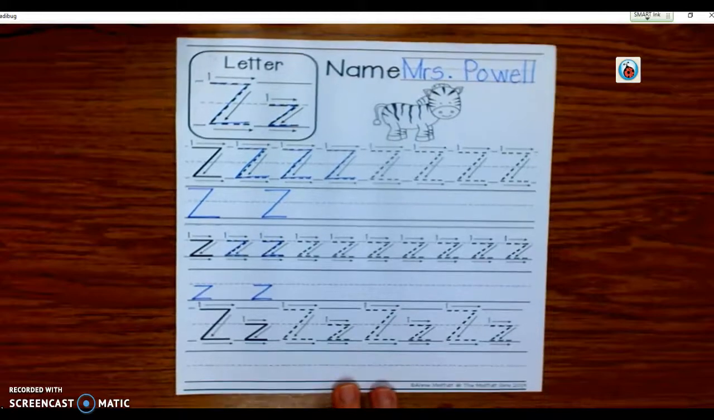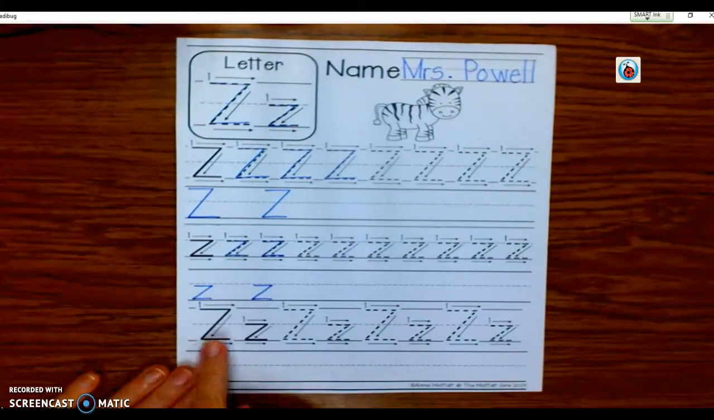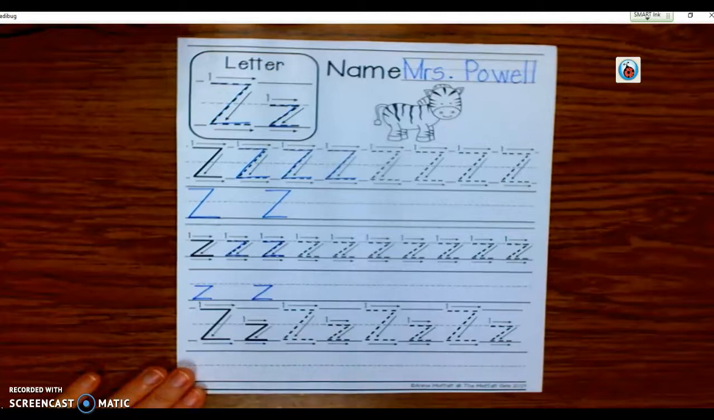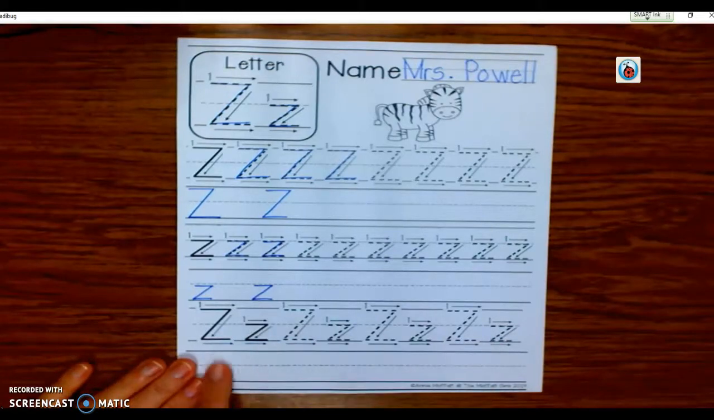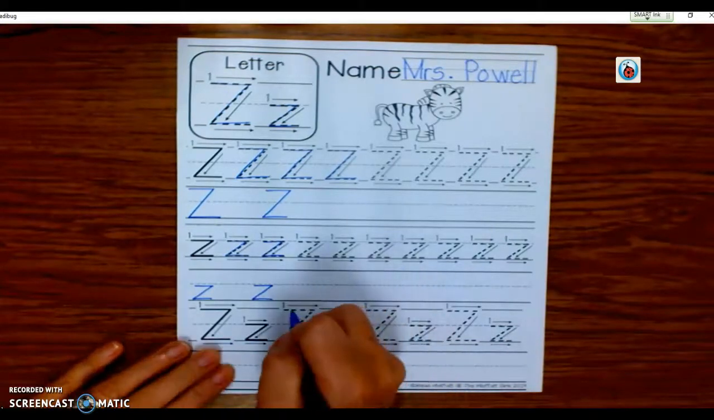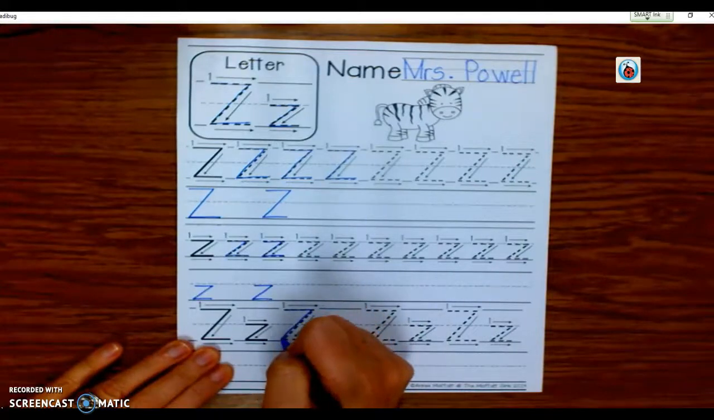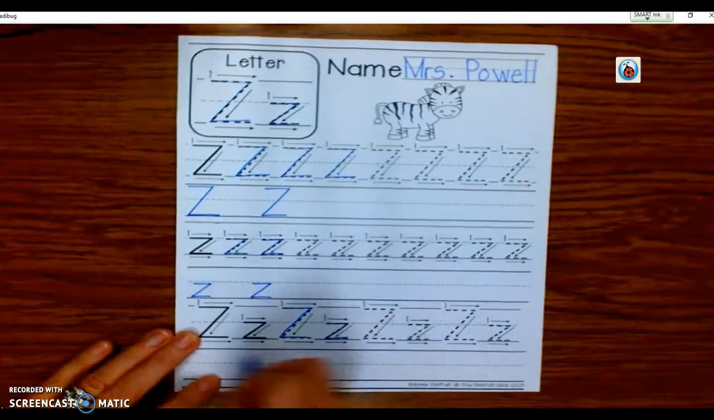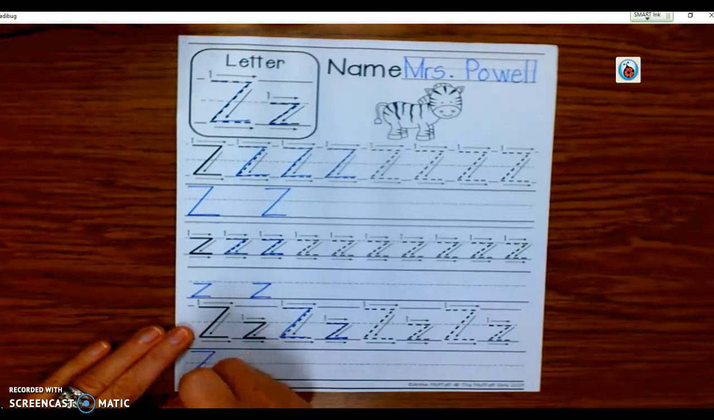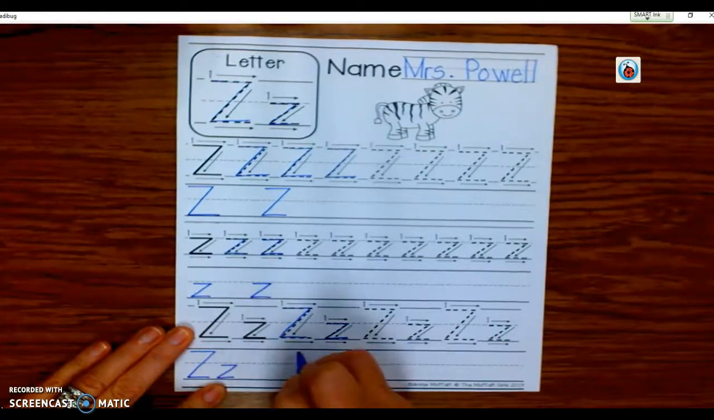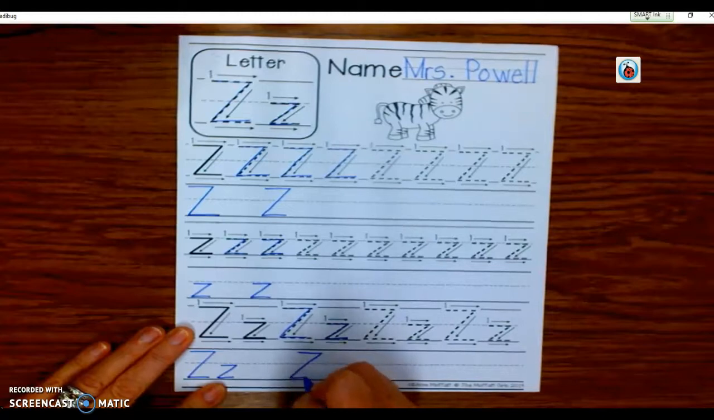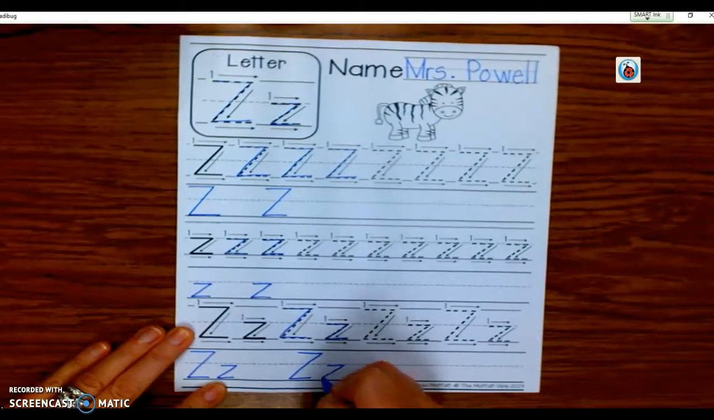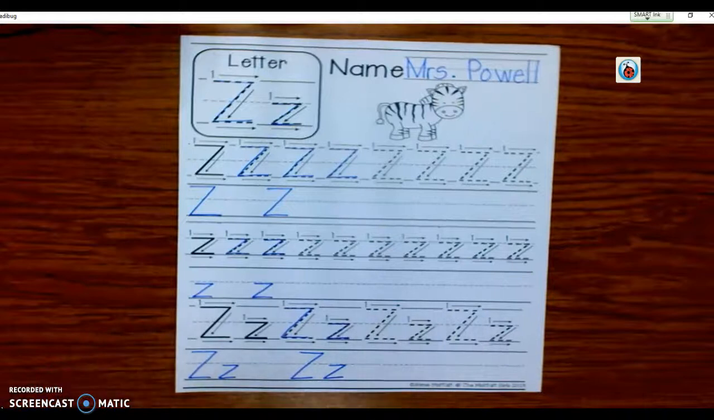And then on the bottom row, they always have their pattern. Uppercase, lowercase, uppercase, lowercase. So you're going to trace a row and then write the row. Working on those Z's. Over, slant down, push back. All right, boys and girls, make sure you're working neatly and make sure you have your name at the top.